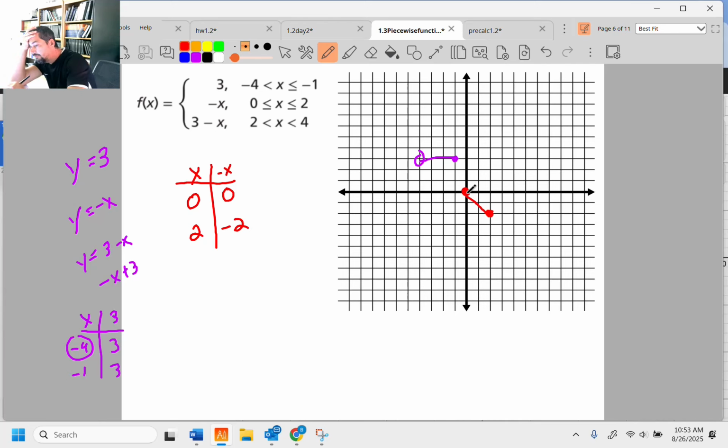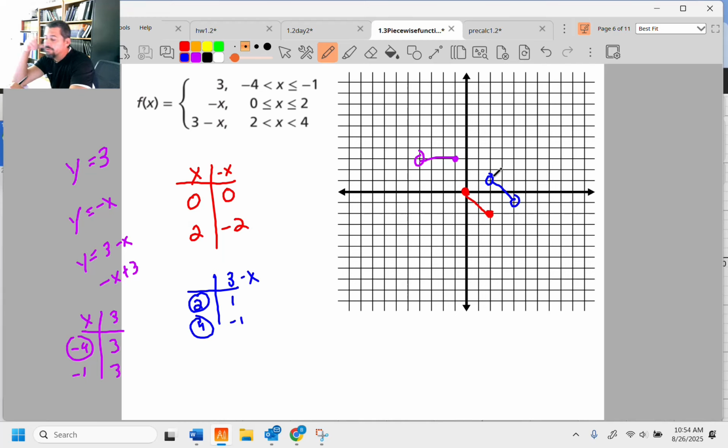All right, moving forward. The last piece of this thing is 3 minus x. And it is valid from 2 to 4, but not inclusive, so they're going to be open holes. 3 minus 2 is 1, 3 minus 4 is negative 1. So 2, 1 exists, but it's open. And I put that in the wrong spot, didn't I? 2, 1 exists, but it's open. And 4, negative 1 also exists, well, it's open. And there's that little piece.